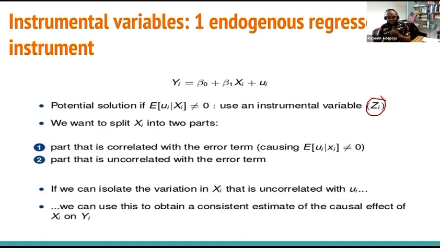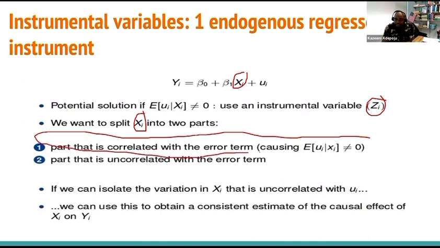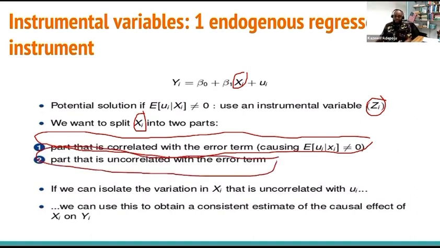Now, I'm going to walk you through the idea. You basically need to split your xi into two parts. This is the belief. The explanatory variable, which I'm going to call the observed variable, can be split into two. The first part is the one that is correlated with the error term, and the second part is the one that is not correlated with the error term. So that's our interest.